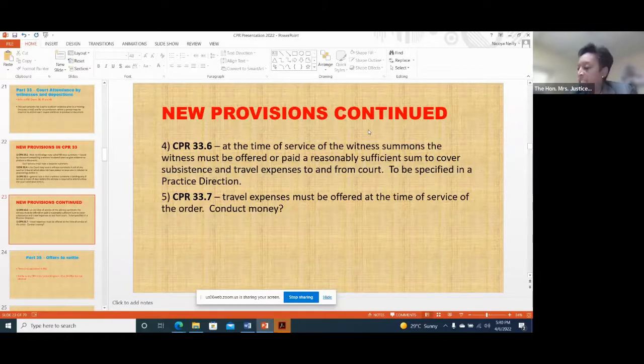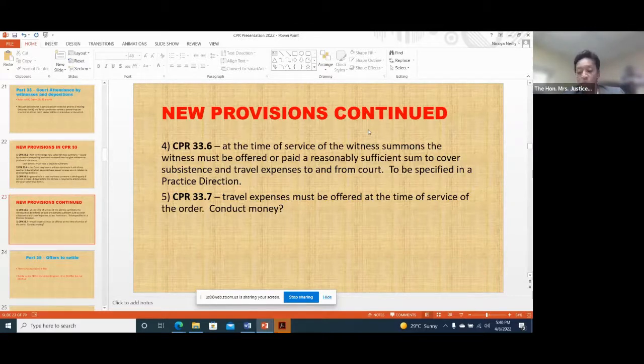CPR 33.6, at the time of service of the witness summons, the witness must be offered or paid a reasonably sufficient sum to cover subsistence and travel expenses to and from court. And that is to be specified in a practice direction. I don't recall at the moment, but I think there might be a provision in the RSC. I'm not sure if it's express or something we would have inherited from the white book, but there's something we call at the moment conduct money. This reminds me of that scenario in terms of compelling a witness to attend and being liable for what is termed conduct money.